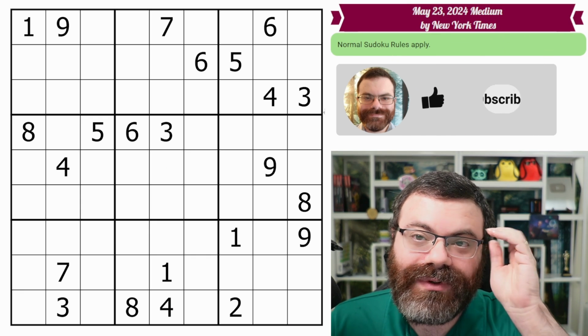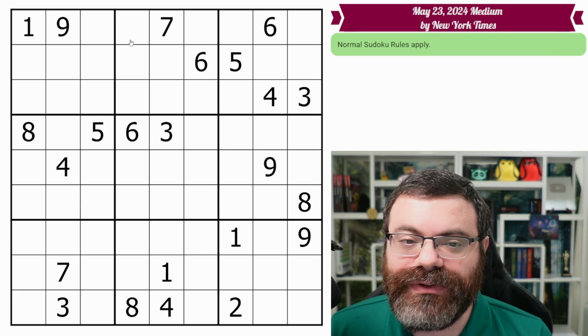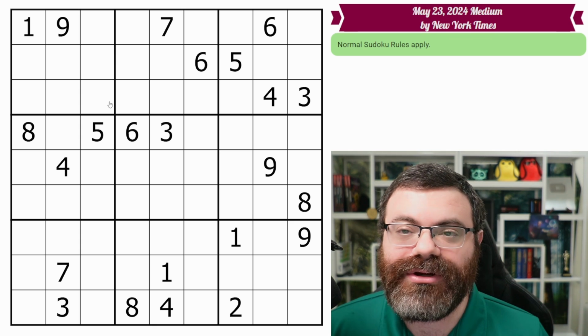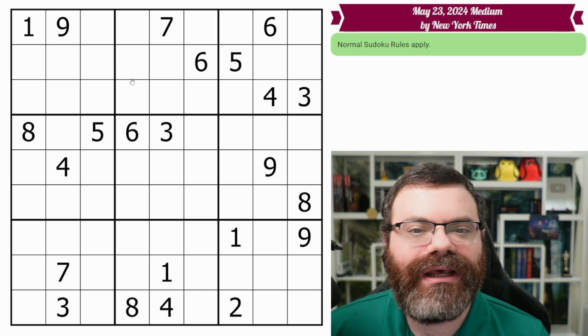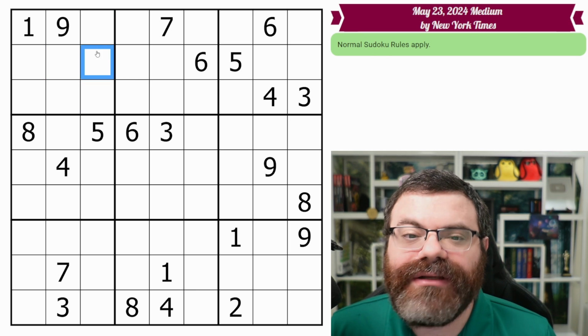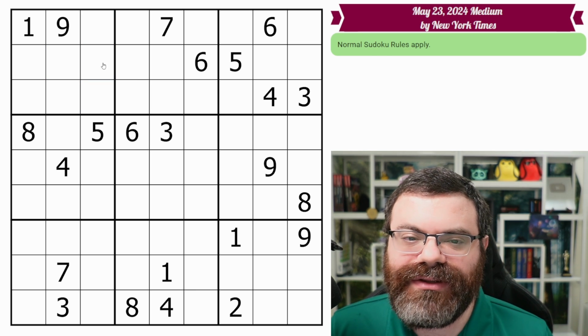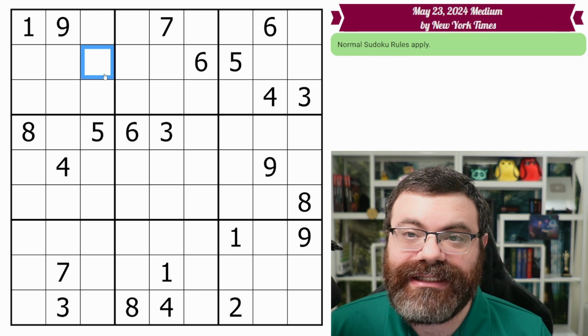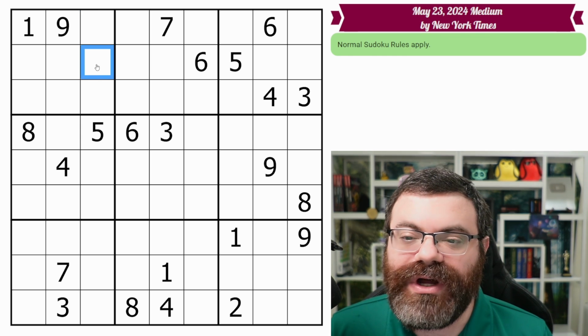Okay, so I make very few assumptions about what you know about Sudoku for these Medium tutorials, so I apologize if you already know all this, but I'm going to go over some terminology first. So we call these cells. There are 81 cells in the grid. It's a 9 by 9 grid of cells. And in each cell we're going to be placing a digit from 1 to 9.